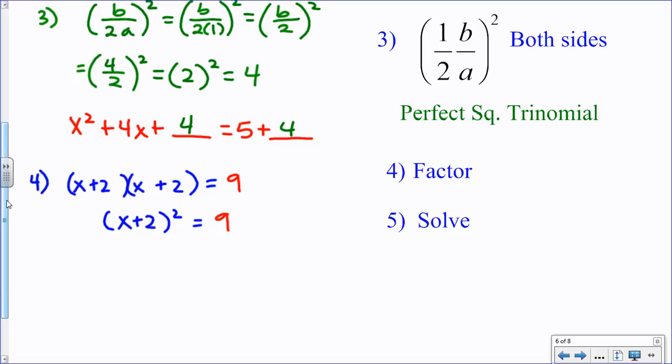So a shortcut to going from here to here is you look at this number before you square it, and that's what it's going to factor to. So that's a positive 2, so it'll be x plus 2 quantity squared.